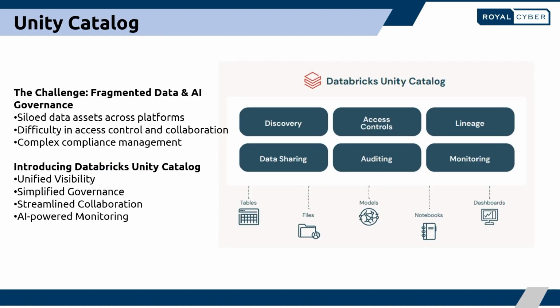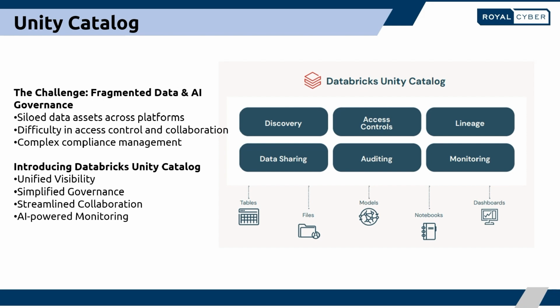Coming to the Unity Catalog, the challenge for data governance is always there. That is because the data is siloed across multiple platforms and assets, and it is very difficult to have access control across all these platforms and even maintain collaboration between them. And it is a bigger challenge to have compliance management implemented as well. And here comes the solution, which is Databricks Unity Catalog.